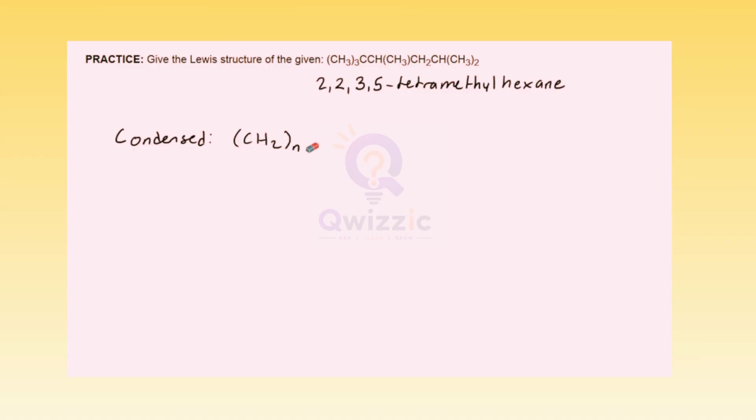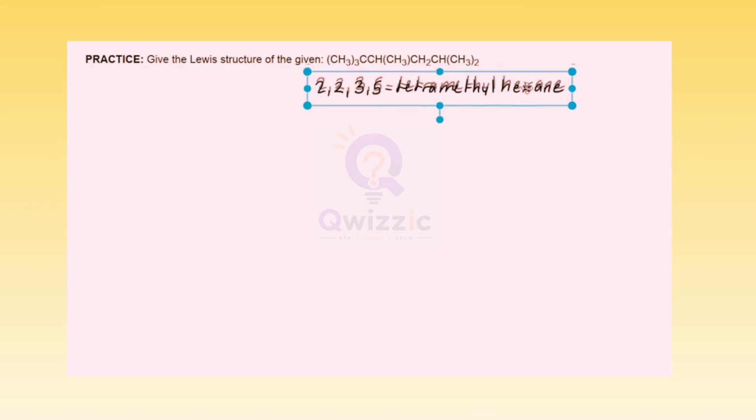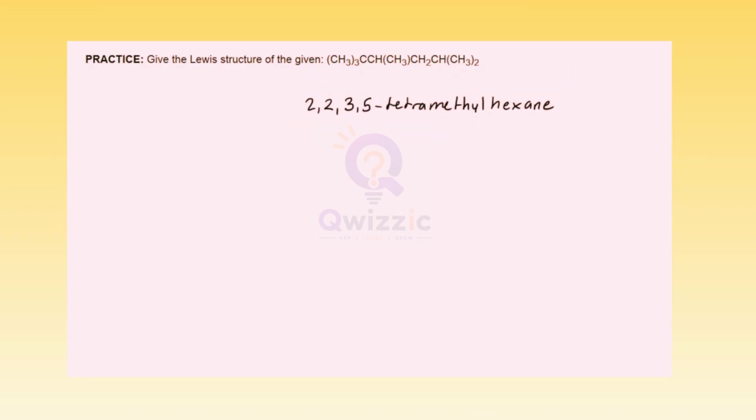Now, a Lewis structure, by contrast, showcases all possible bonds and all atoms present within a compound. Lone pairs of electrons and formal charges are also shown. So in considering our given compound, we have 2,2,3,5 tetramethylhexane. So the first thing we're going to do is go ahead and label the carbons in our parent chain.